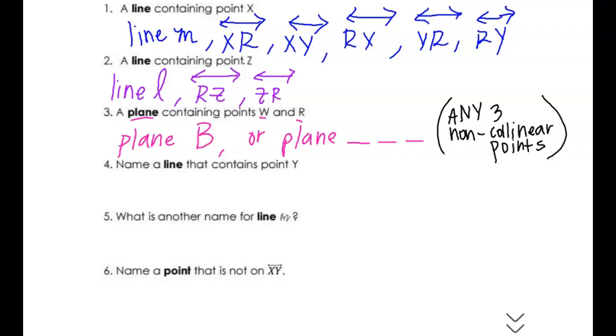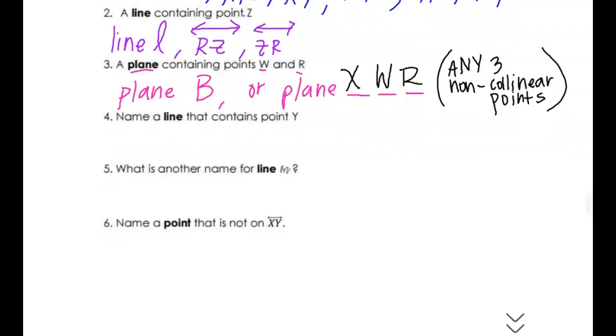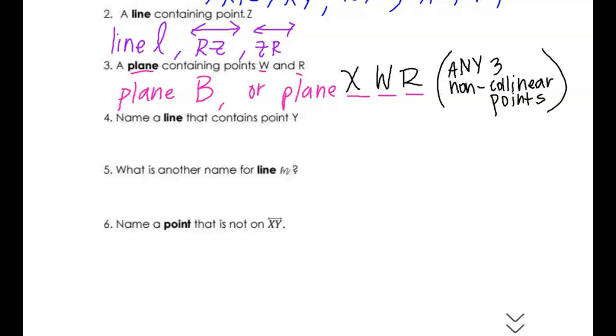XWR, good. What's another one that we could use? Actually, no, you're right. We can't use Z. Why can't we use Z? Not the plane. Okay. Alright.